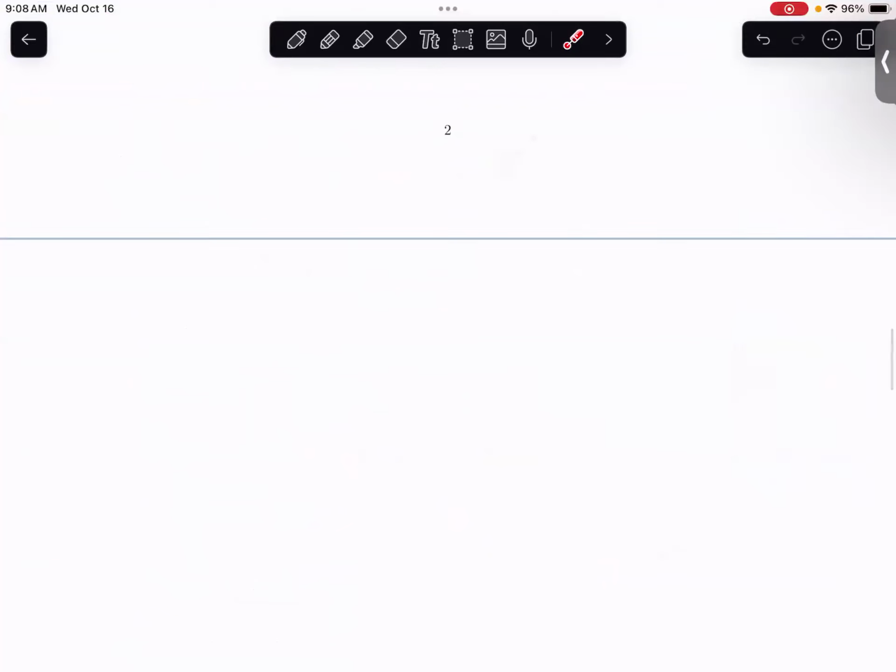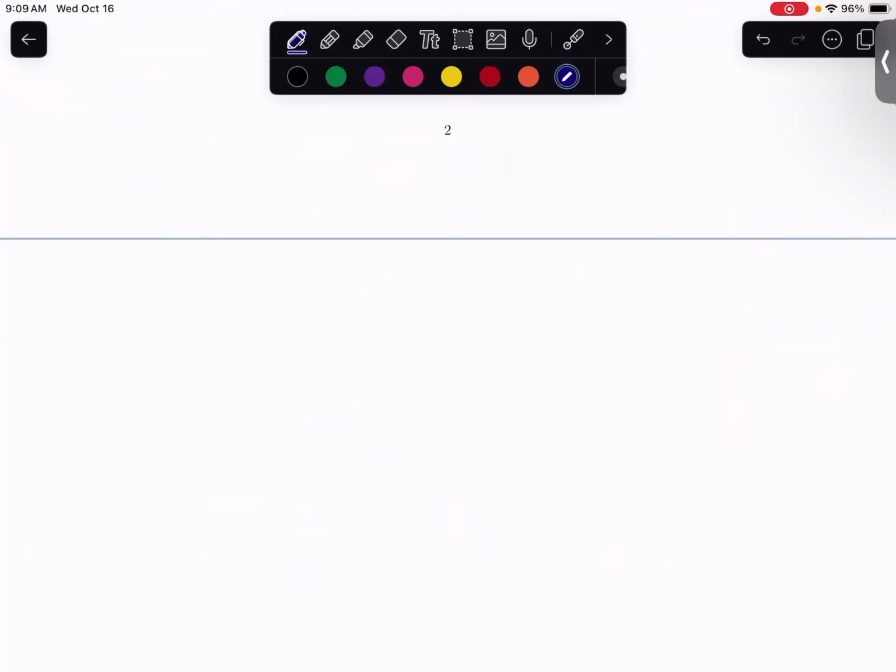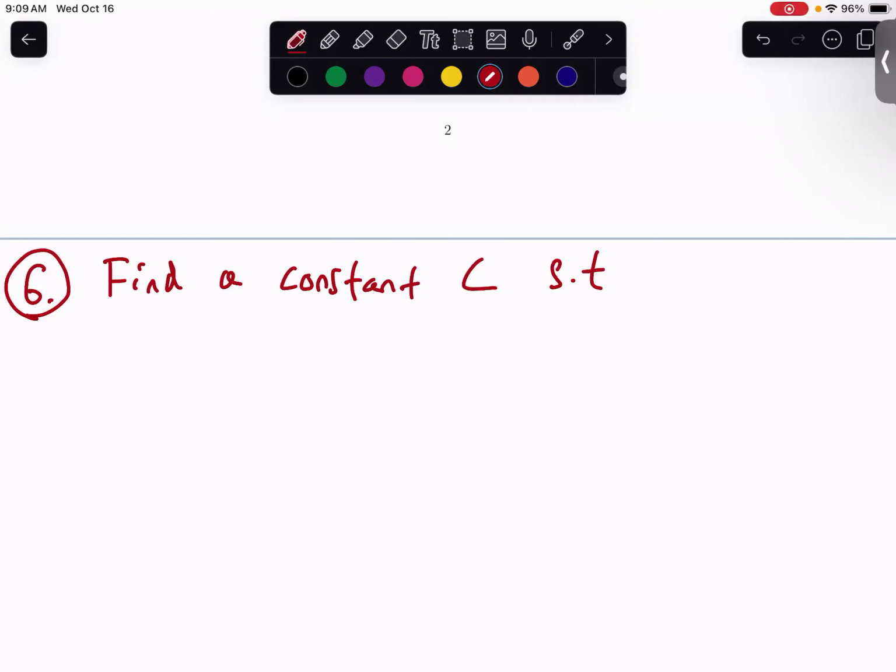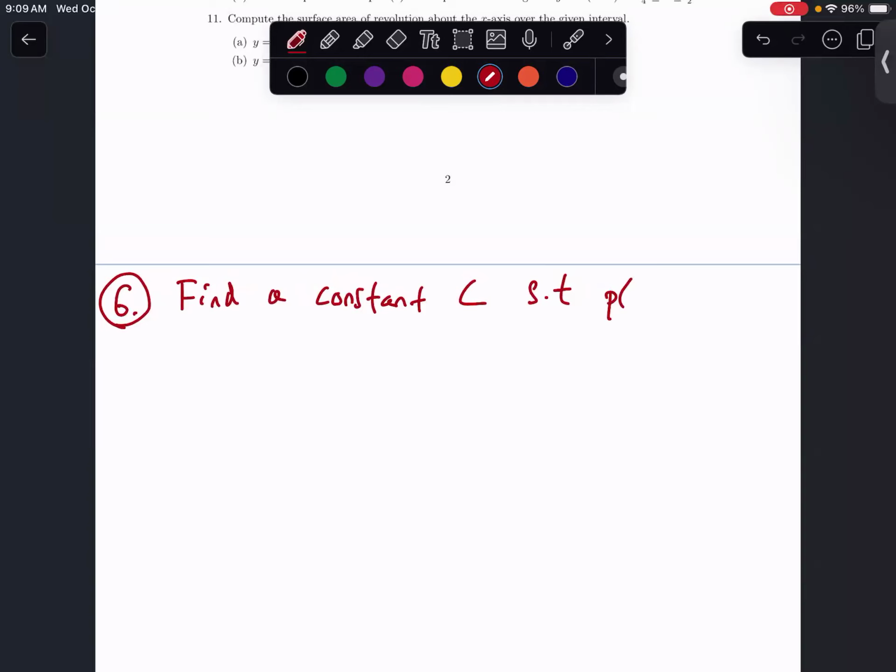Okay, so for problem 6, we have the following. Let me just pull it up so I can write it out. This is probably, maybe not the function itself, but the probability problem is probably going to be something of this nature. So for problem 6, it wants you to find a constant c such that the probability density p of x given by c times e to the minus x times e to the minus e to the minus x is a probability density function.